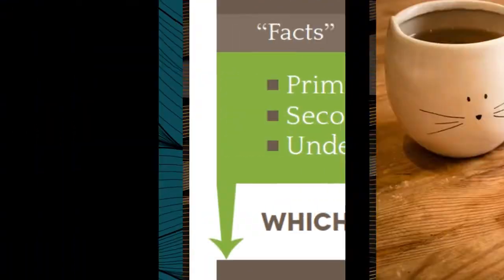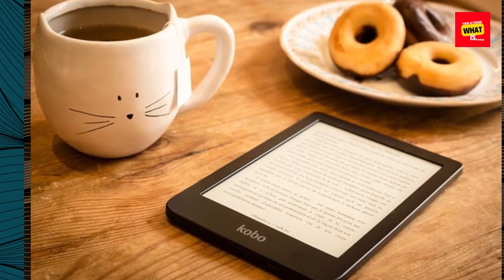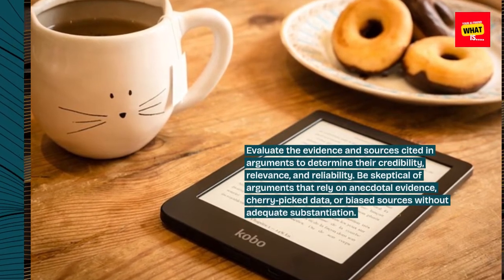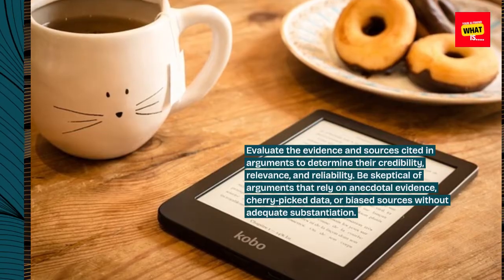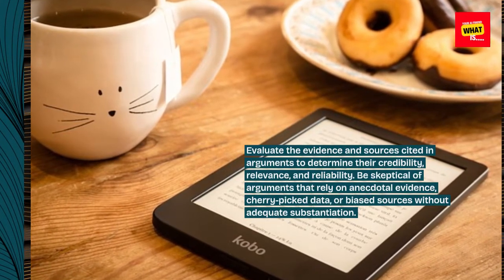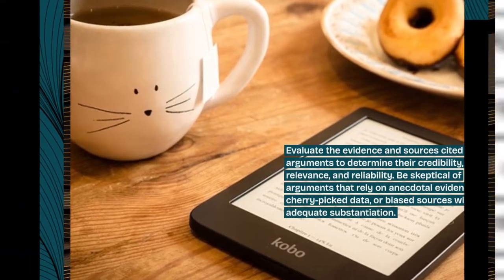Evaluate evidence and sources. Evaluate the evidence and sources cited in arguments to determine their credibility, relevance, and reliability. Be skeptical of arguments that rely on anecdotal evidence, cherry-picked data, or biased sources without adequate substantiation.